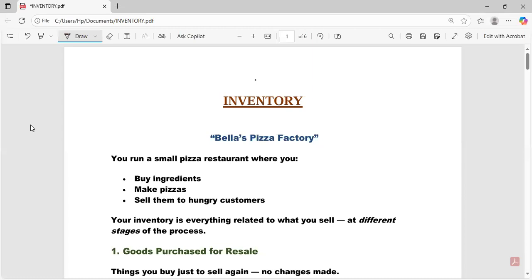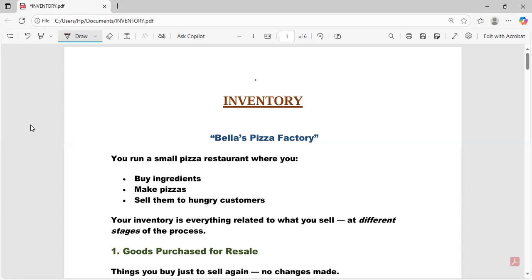Hello everyone, welcome back. In this video, we are going to study inventory. This term inventory you must have heard a lot of times, but today we are going to discuss what actually makes up this inventory. We are going to understand very conceptually, very logically, what all together makes up this inventory. I have taken a very interesting, logical, and relatable example of Bella's Pizza Factory. With the help of this example, we are going to see what all are the components of inventory, right?